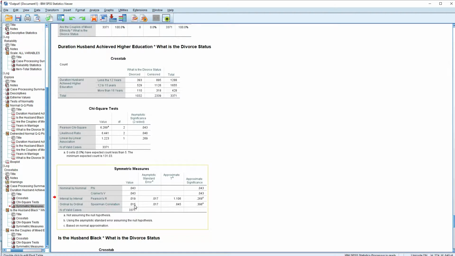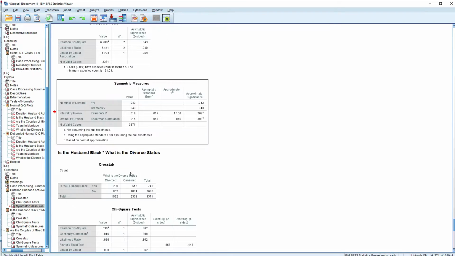However, checking this, we find that the Spearman rank correlation is 0.015. This is a positive value indicating that the higher the husband's education, the lower the divorce status. However, this value is too low. It is insignificant. Checking the phi value, it is also very low. The Cramer's V value is also very low. Therefore, we can confidently say that yes, there is an association between higher education and divorce status. However, the correlation, or the association, is very low.